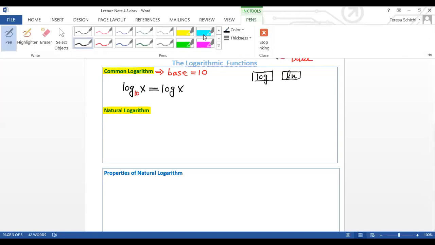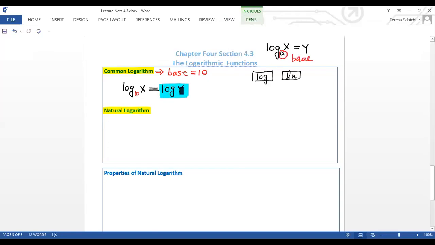So when you see log x on your calculator, what does that mean? It means it's the common log. Be careful with the term common log. If you see a log function with no base, which sometimes people write this way, that means this is a common log. Be very careful.